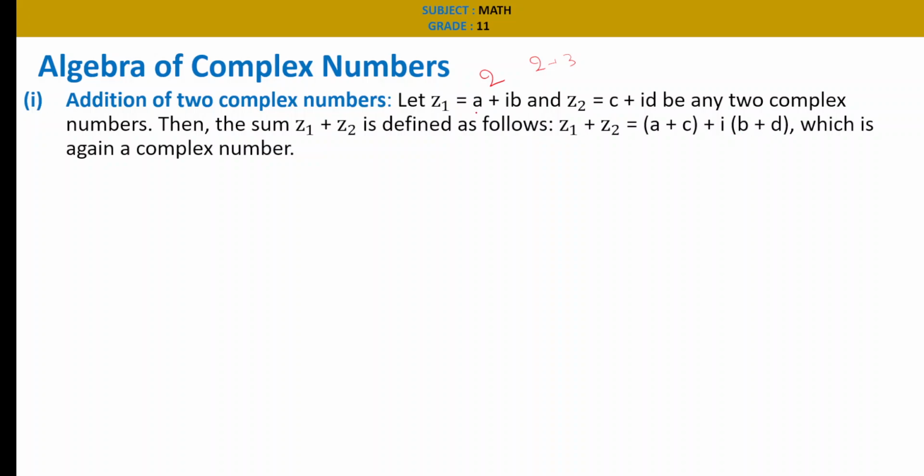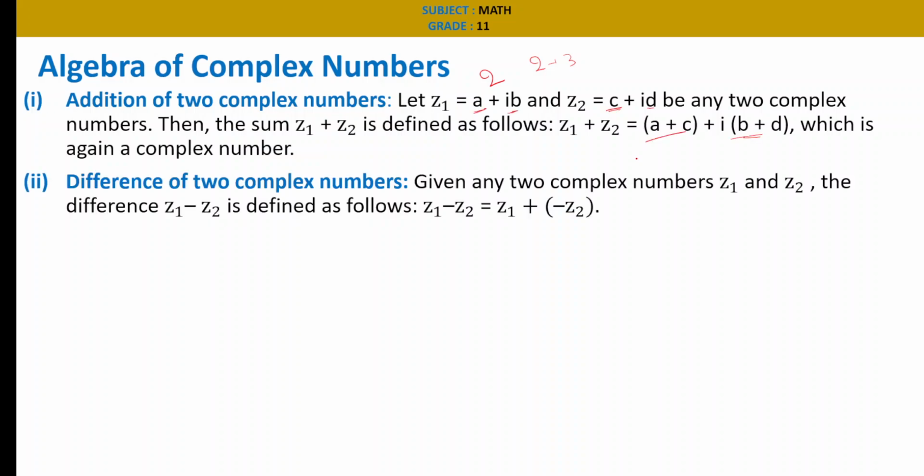So here in the Z1, a is a real number, in the Z2, c is a real number. Similarly, in the Z1, b is the imaginary part, and d is the imaginary part. So a plus c plus i of b plus d is again a complex number. So addition of two complex numbers is a complex number. Next, difference of two complex numbers. Given any two complex numbers Z1 and Z2, the difference is defined as Z1 minus Z2. That is nothing but addition of Z1 plus minus of Z2, which we already know.